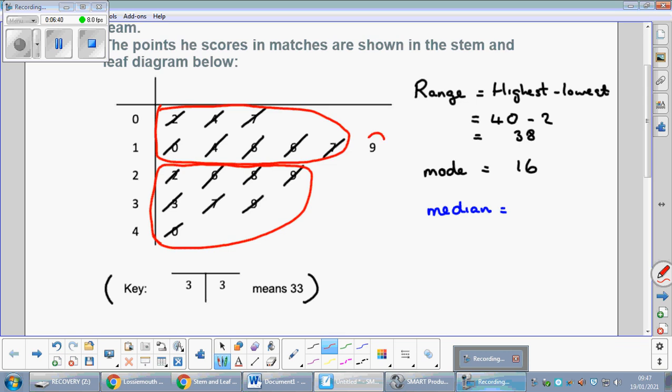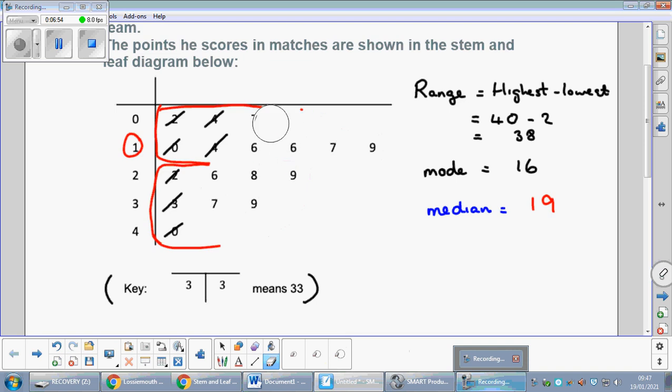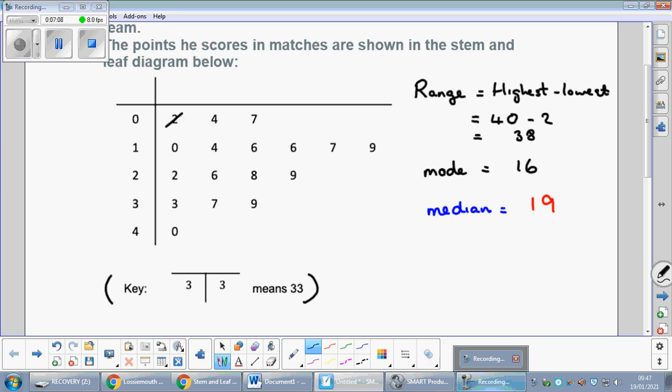Here 19 will be the median, so the median would be 19. Another way of doing it is to say there's 17 numbers, so if I go along 8, it'll be the 9th. And then you can just do 1, 2, 3, 4, 5, 6, 7, 8. It's that one.